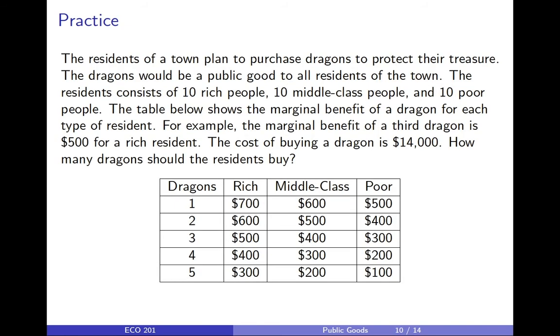The residents of a town plan to purchase dragons to protect their treasure. The dragons would be a public good to all residents of the town. The residents consist of 10 rich people, 10 middle-class people, and 10 poor people. The table below shows the marginal benefit of a dragon for each type of resident. For example, the marginal benefit of a third dragon is $500 for a rich resident. The cost of buying a dragon is $14,000. How many dragons should the residents buy?